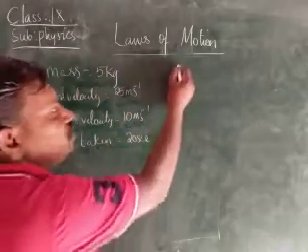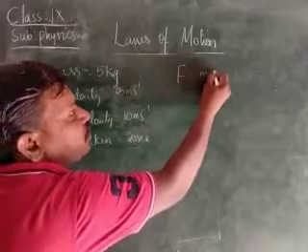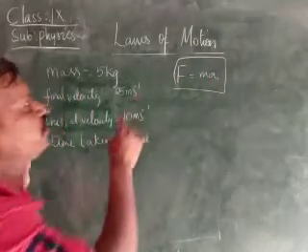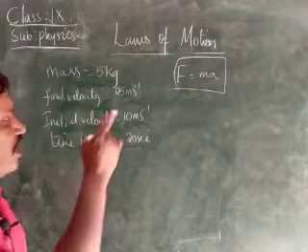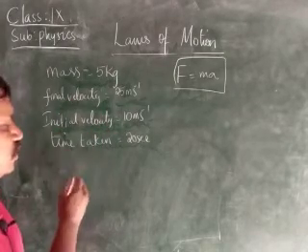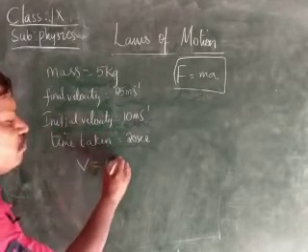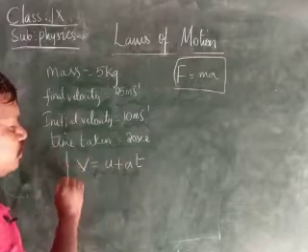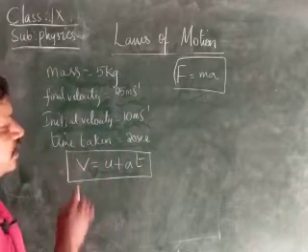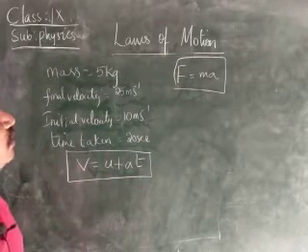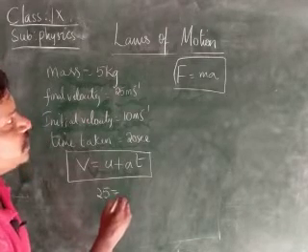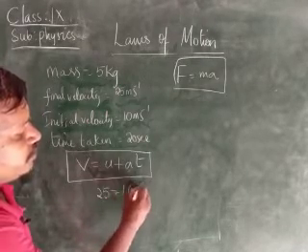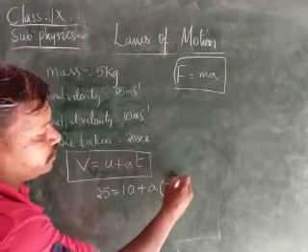He is asking to find out the force. F is equal to M into A. We know M. We should find the A, acceleration. To find the acceleration, we use the formula V is equal to U plus AT. Okay, children. V is here 25 meter per second, that is equal to U is 10 plus A into 20.